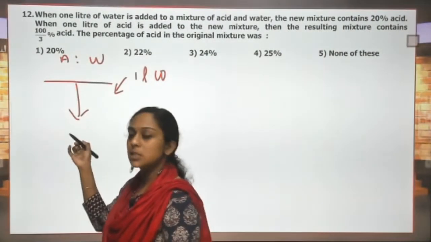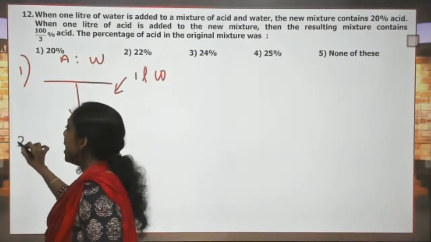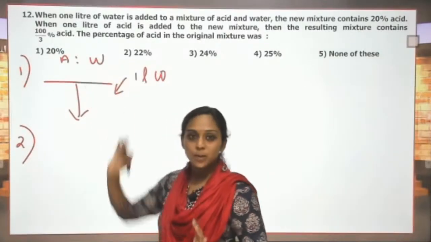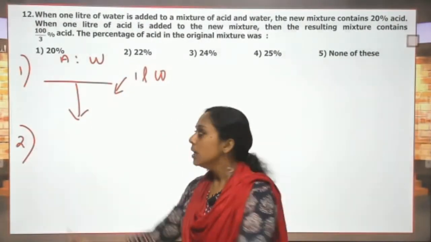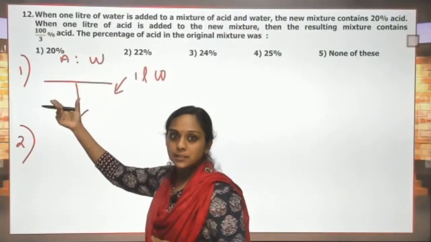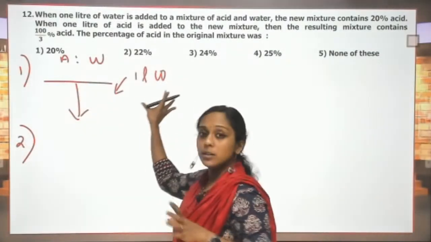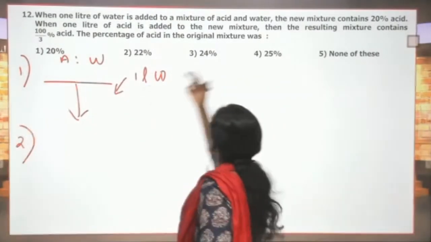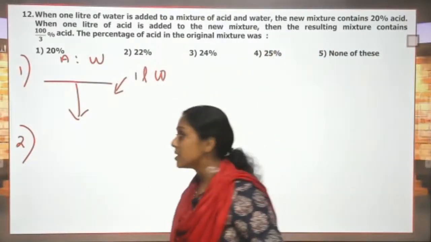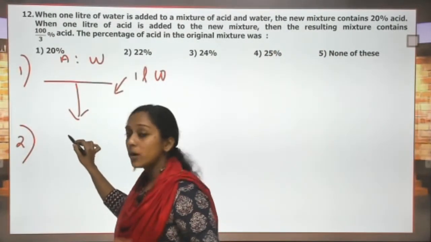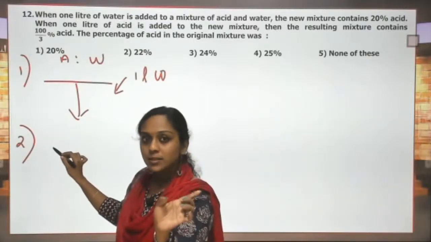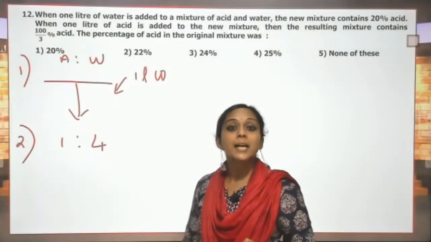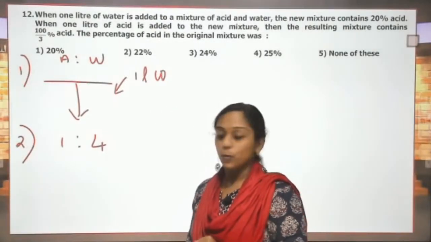So what is the acid to water ratio? This is the initial mixture and this is the new mixture which is formed by adding 1 liter of water to the initial mixture. We don't know the initial ratio. The second mixture contains 20% acid. If acid is 20, then water will be 80, so the acid to water ratio is 1:4.